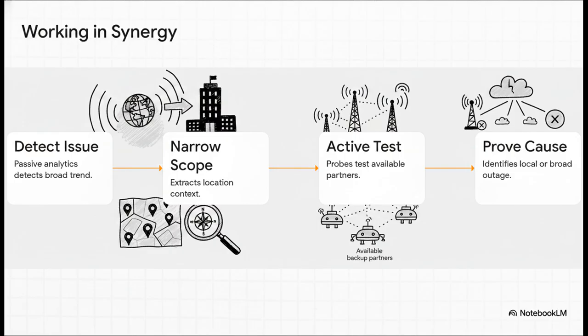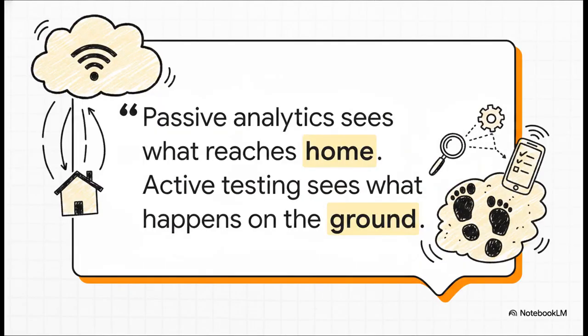You absolutely have to have both to know the difference. I absolutely love how the source material sums this up. Passive analytics sees what reaches home, active testing sees what happens on the ground. It just hits the nail on the head, right? These two methods are not alternatives you pick between. You literally must have both working together in tandem to make good, accurate roaming decisions.